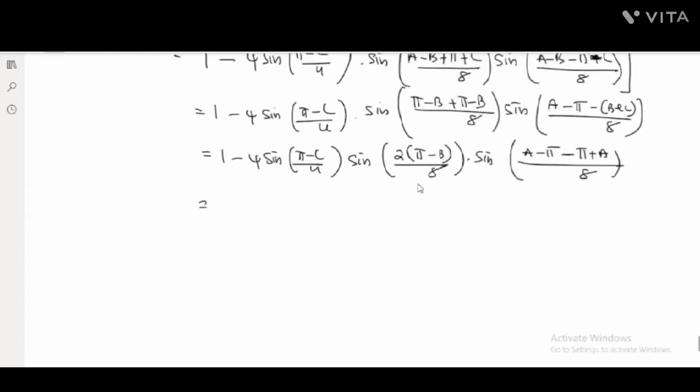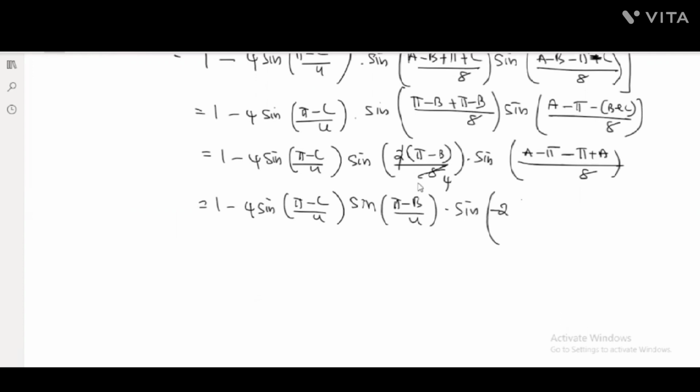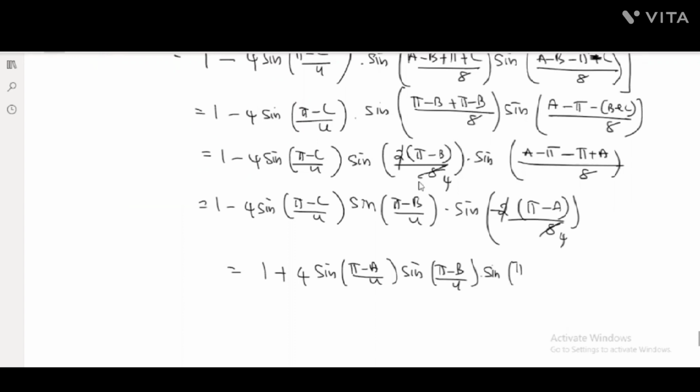So what will we get? 1 minus 4 sine pi minus c by 4. Here the 2 and 2 fours are, so sine of pi minus b by 4 plus the sine of here 2, minus 2 common if you take, sine of pi minus a by 8. So we know that sine of minus theta is minus sine theta, so it will become 1 plus 4 sine, the 2 ones and 2 fours cancel, pi minus a by 4 into sine pi minus b by 4 into sine pi minus c by 4.